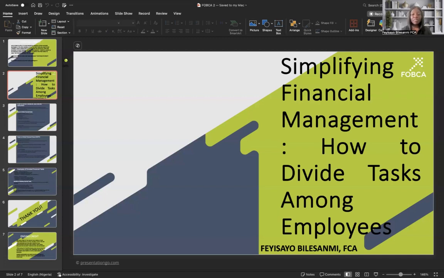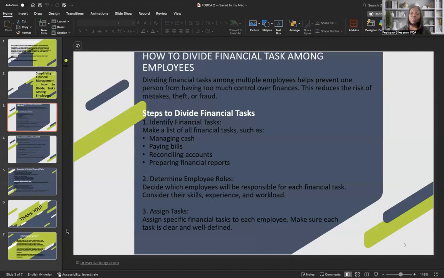We're going to look at how to simplify our financial management. A major way to do this is to divide tasks amongst employees to forestall any kind of fraud or inaccuracies or errors, right? So let's delve in. Dividing financial tasks among employees helps prevent one person from having too much control over finances. This reduces the risk of mistakes, theft, or fraud. And this is so important. When you have multiple employees handling different aspects of the finances, it makes for better internal control, right?